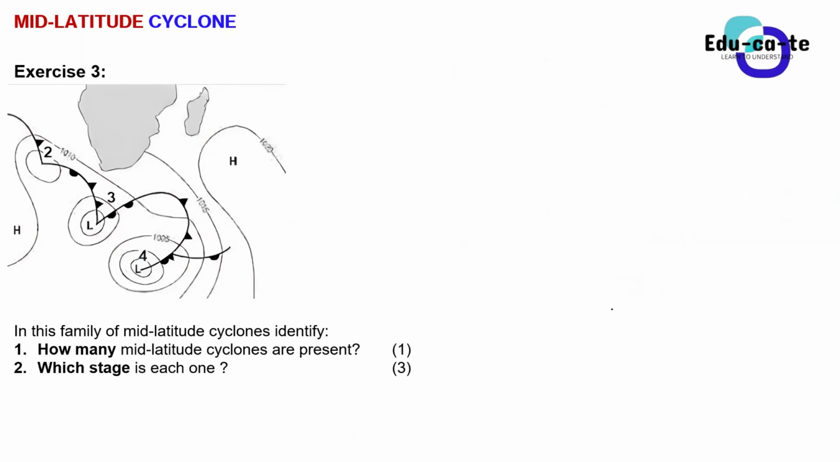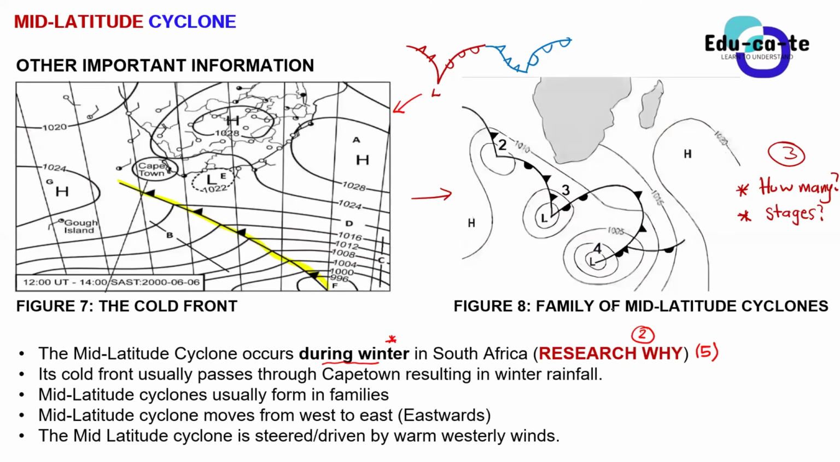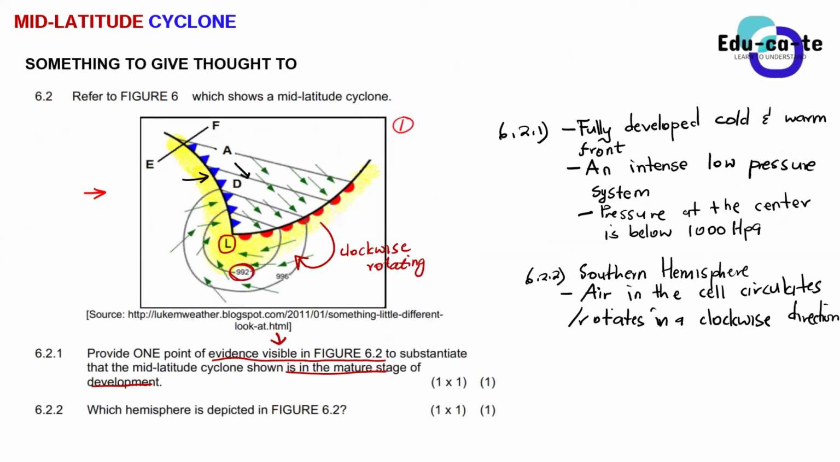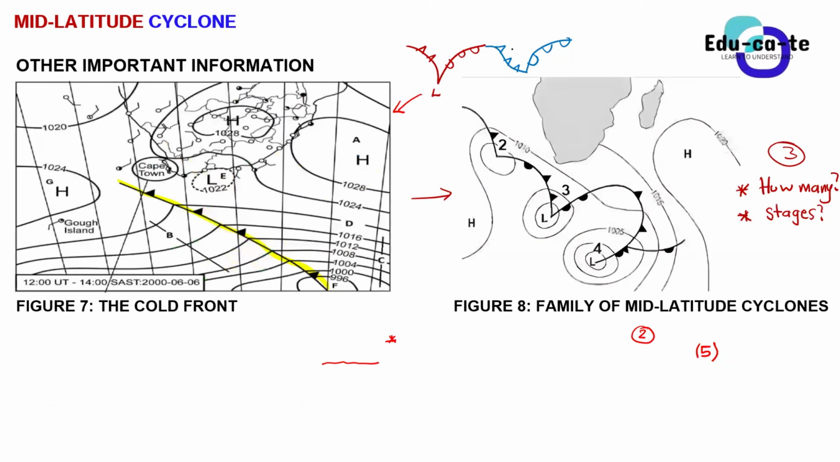Yes, sir. I want to go back a little bit. Here in the southern hemisphere, how do they know whether it rotates anti-clockwise? You look at the air rotation. If it rotates clockwise, it means it's southern hemisphere. If the air within the cell is rotating clockwise, it's southern hemisphere, but if it is rotating anti-clockwise, it's northern hemisphere. Oh, okay. So, just look at that.